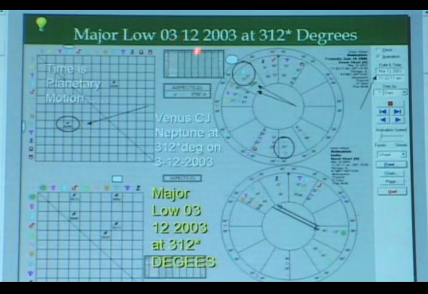3/12 on 3/12. This pretty much is definitive proof that time is planetary motion, literally. The odds of this happening are so astronomical, if it was just a coincidence, it's not. Major low of 3/12/2003 at 312 degrees. Again, quite outstanding. I've yet to absorb the power of this actual image.